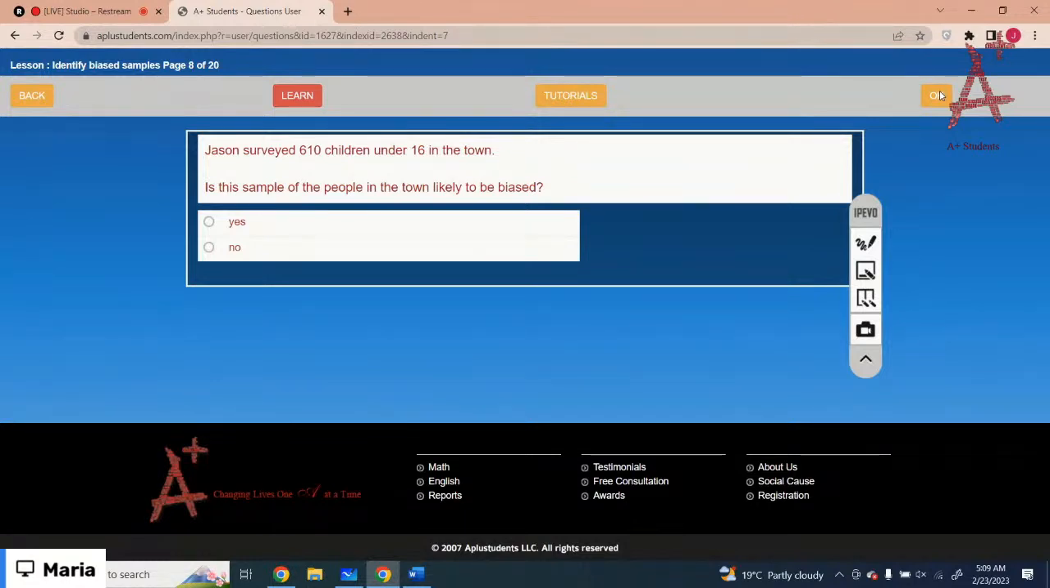Jason surveyed 610 children under 16 in the town. So yes, it is biased because the 610 are the ones who are under 16. Got it? The criteria is under 16. So that means yes, this is biased.